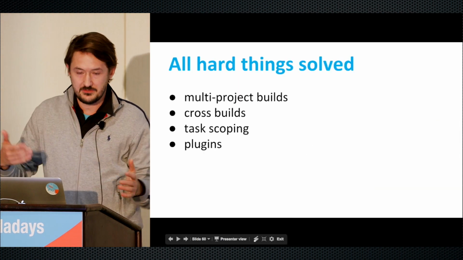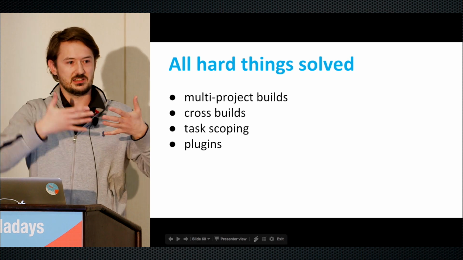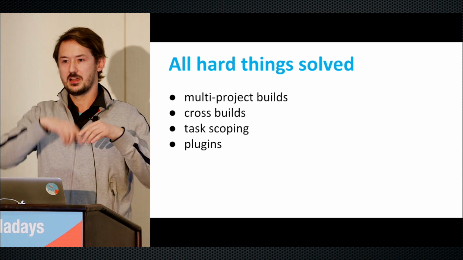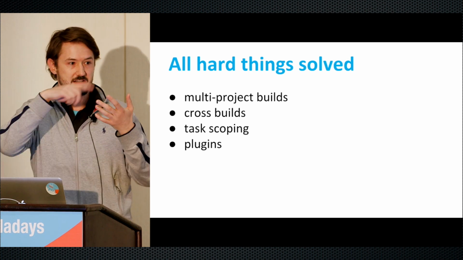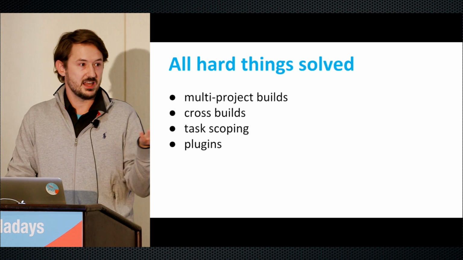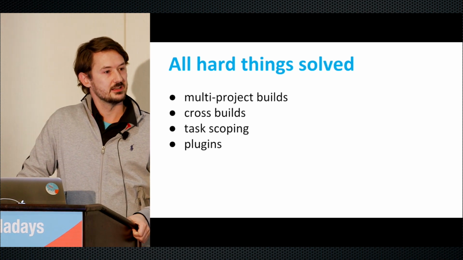Okay, and this solves all this stuff. You can do multi-project builds by just putting several class instances in the same scope that you have access to. You can do cross builds by looping over a list of versions and creating multiple subclasses with the different versions. You can do scoping the way we did it. Plugins work. Yes, Adrian?